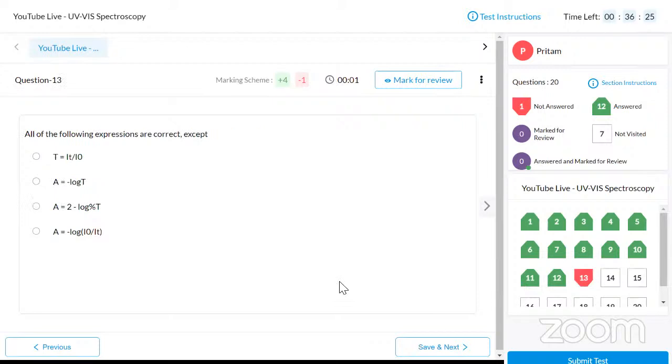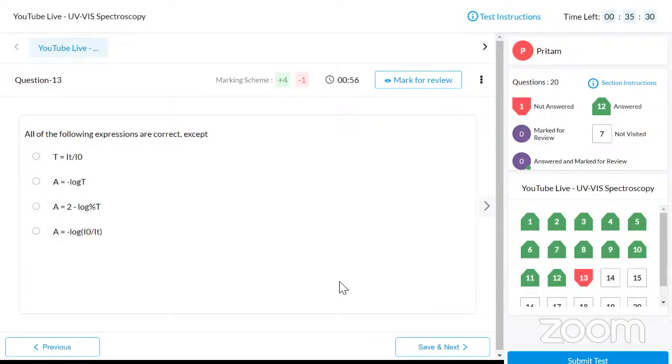So moving on to the next: all of the following expressions are correct except. Option A, transmittance equals the intensity of transmitted light divided by the intensity of incident light. Option B, absorbance equals minus log T. Option C, absorbance equals 2 minus log percent T. Option D, absorbance equals minus log of the intensity of incident light divided by the intensity of transmitted light. As we know, option A, transmittance, is nothing but the intensity of transmitted light divided by the intensity of incident light.